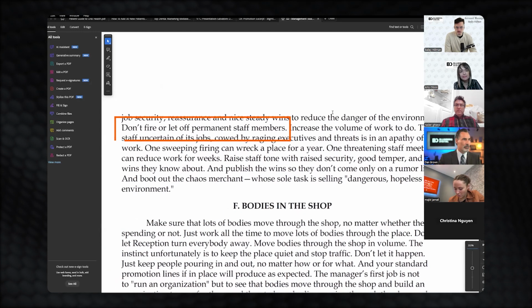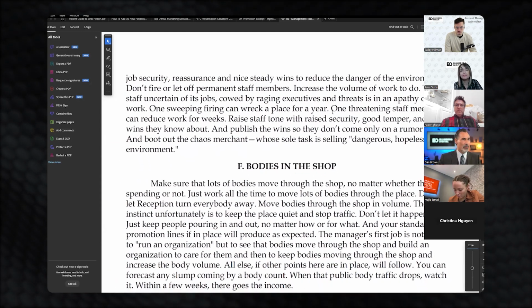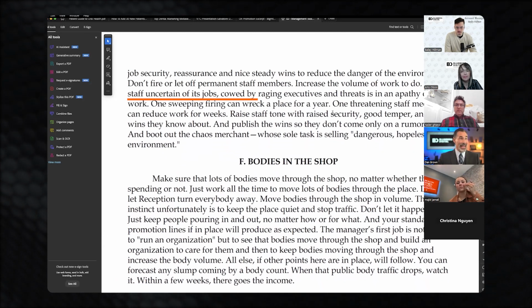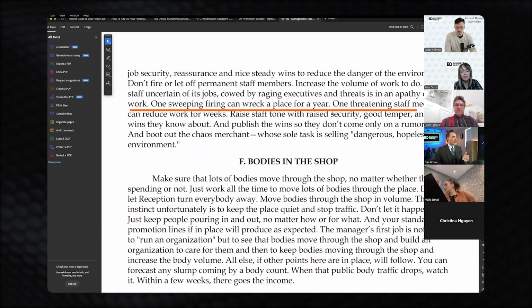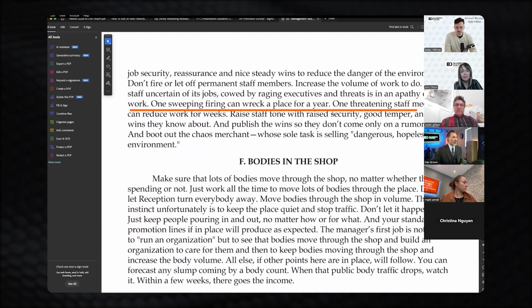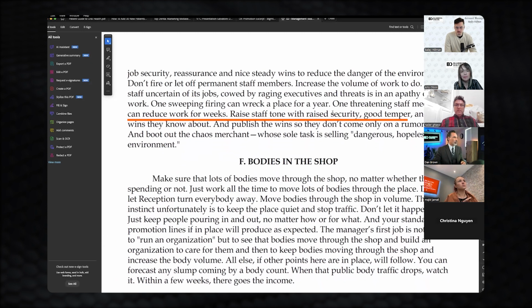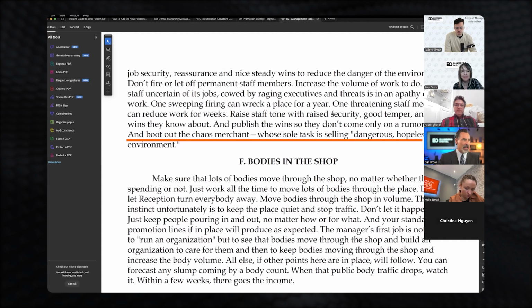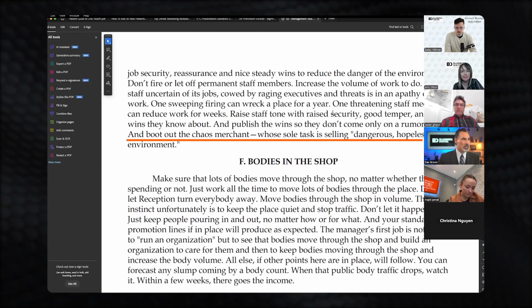Don't fire or let off permanent staff members. Increase the volume of work to do. The staff, uncertain of its jobs, cowed by raging executives and threats and an apathy of no work. One sweeping firing can wreck a place for a year. One threatening staff meeting can reduce work for weeks. Raise staff tone with raised security, good temper, and wins they know about. And publish the wins so they don't come only on a rumor line. And boot out the chaos merchant whose sole task is selling, quote, dangerous, hopeless environment.